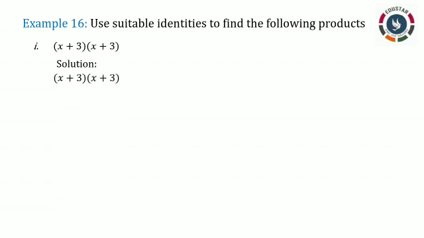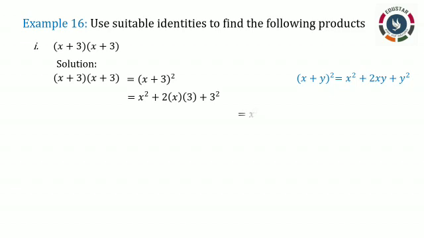So, here x plus 3 into x plus 3 can be written in the form x plus 3 the whole square. Now, what identity can we use here? First identity, that is x plus y the whole square is equal to x square plus 2xy plus y square. Now, in place of y, we are having 3. So, substitute the values here. So, we will get x square plus 2 into x into 3 plus 3 square. And final answer is x square plus 6x plus 9.